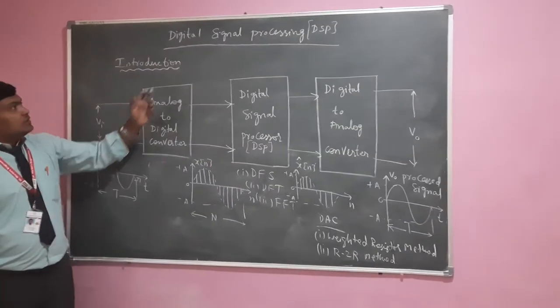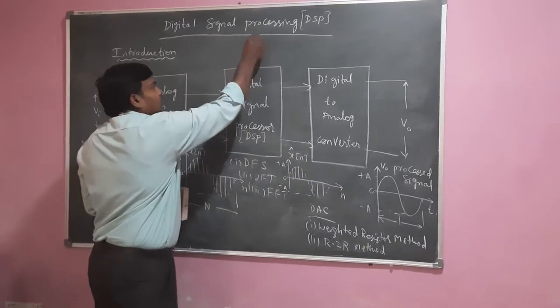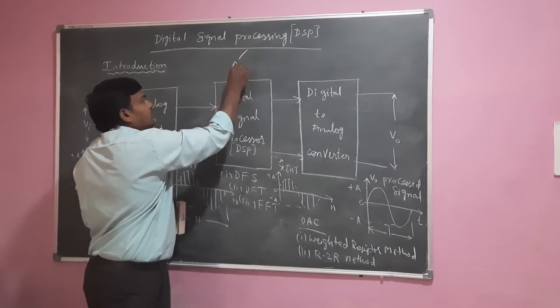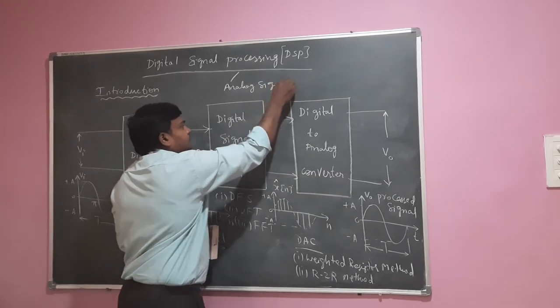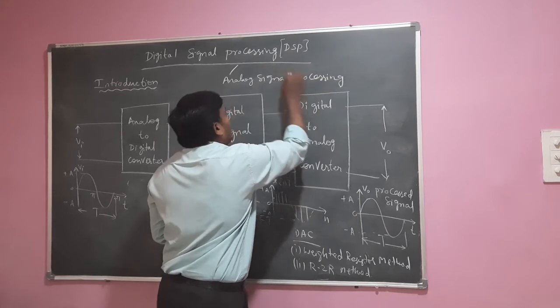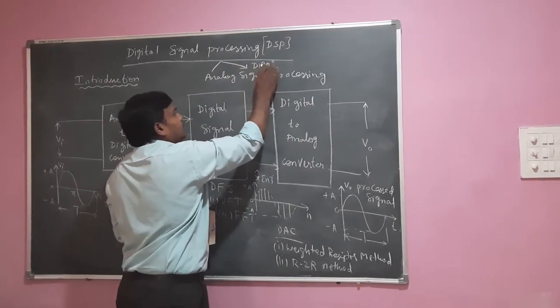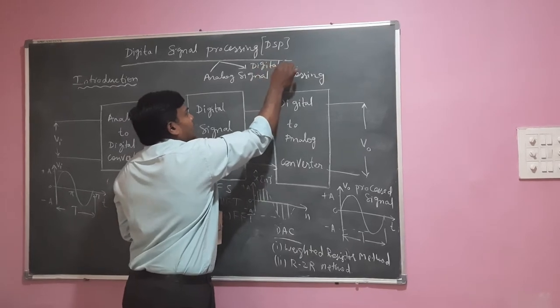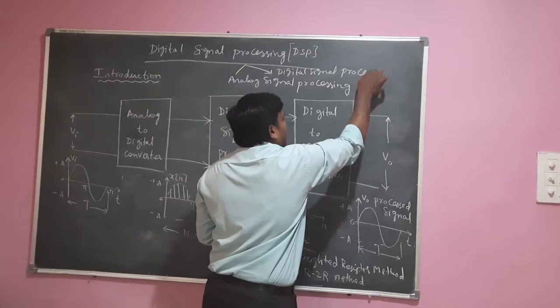So here we have two types of signal processing. One is analog signal processing, and the other method is digital signal processing.